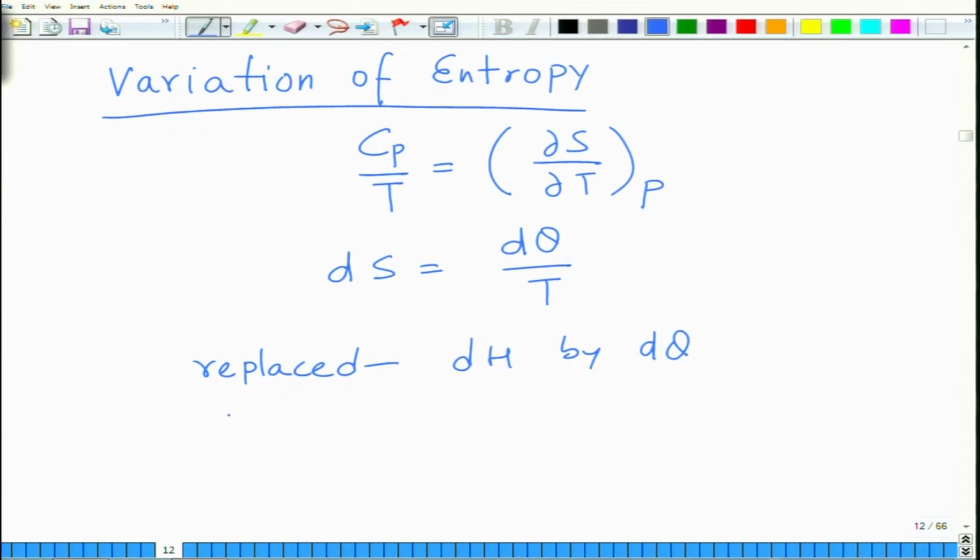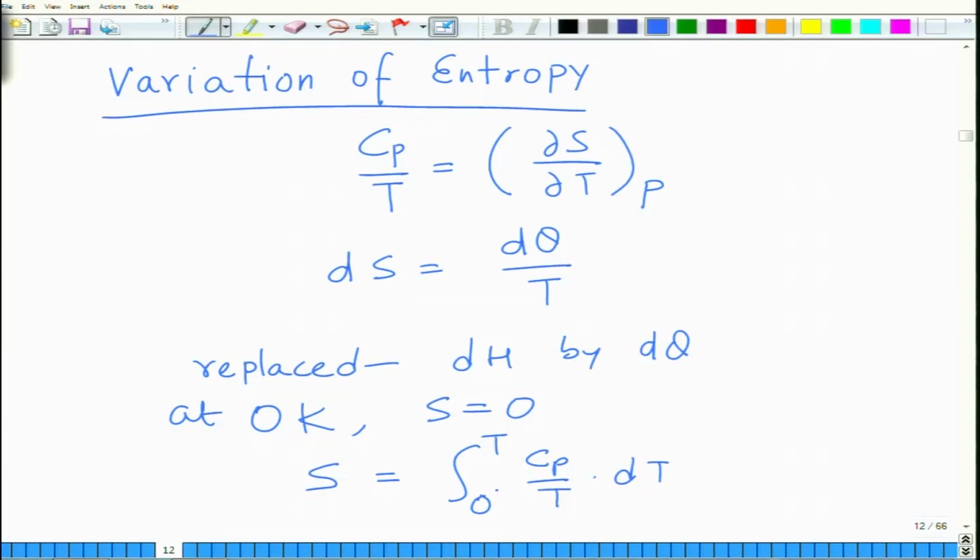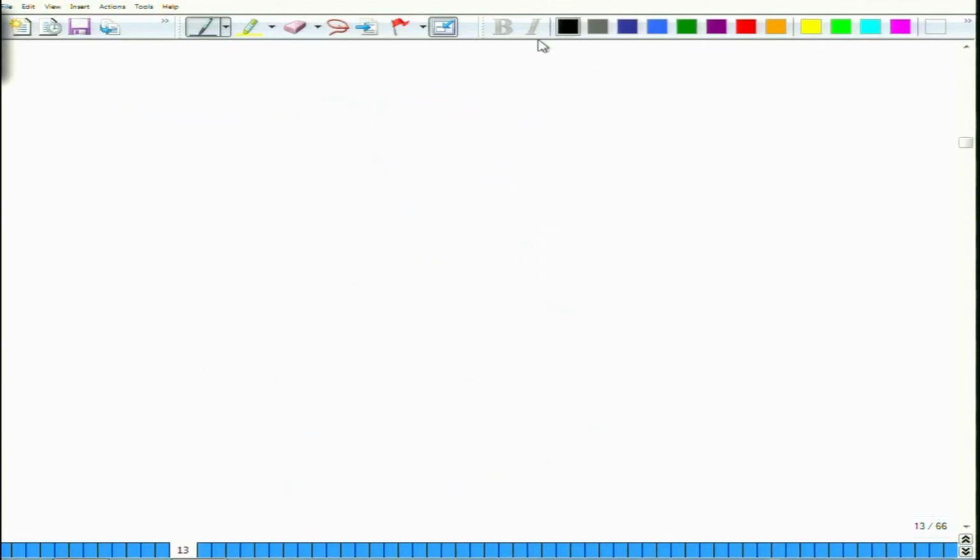Now, by definition, at 0 Kelvin S is equal to 0. So, if you just integrate the above equation, S will become the integral of Cp over T dT, from 0 Kelvin to some temperature T. So, this is the expression for entropy that you will obtain from the basic thermodynamic equation, and if you plot this, the plot will look something like that.